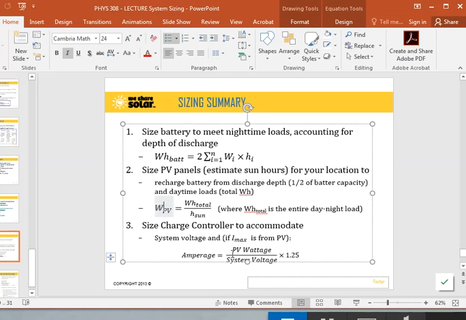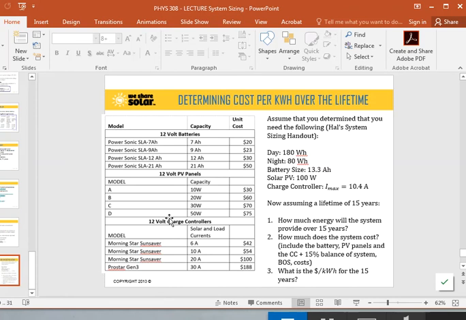Lastly, if you take the PV wattage and divide by the system voltage, which in our case will be 12 volts, and multiply by 1.25, then you'll have the amperage. As far as the charge controllers go, you should pick the next one up. So here are the charge controllers. If you look at 12 volt charge controllers, you can see that maybe there's a 10 amp version and then there's a 20 amp version.